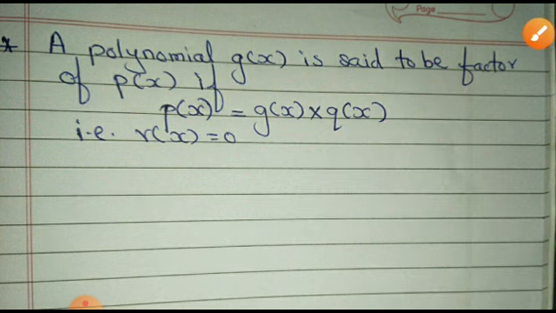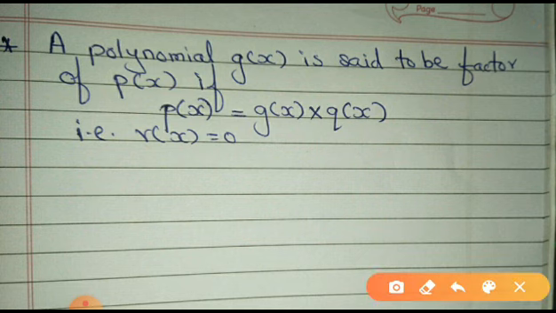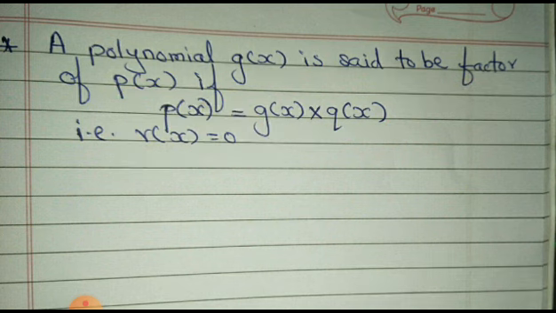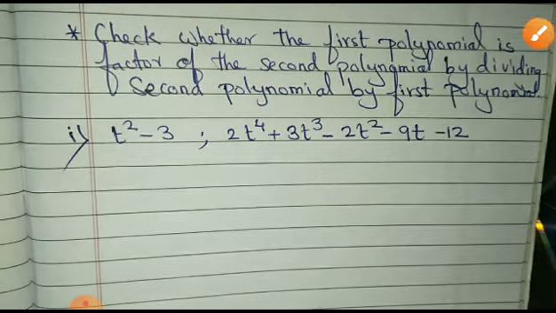Similarly, that is for polynomials. I can say that a polynomial g of x will be said to be a factor of p of x if p of x can be written as g of x into q of x, where the remainder should be a zero polynomial. Is that clear?